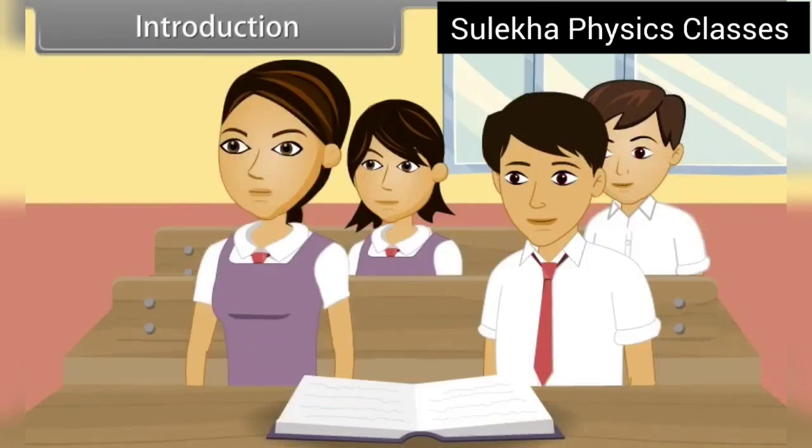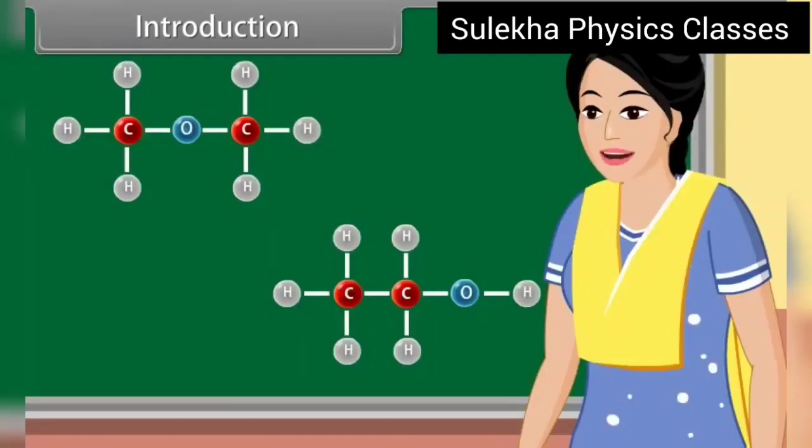Teacher, what is reaction mechanism? Reaction mechanism is a sequence of steps during which chemical reactions occur. In this lesson, you will learn isomers and fundamental concepts in organic reaction mechanisms.